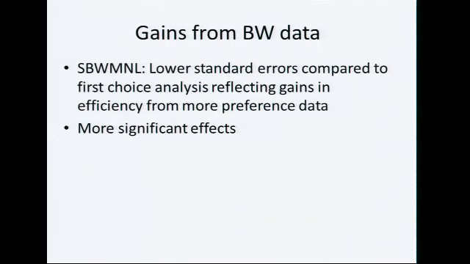Okay, so the gains from using all this extra data from our best worst task: we have these lower standard errors compared to our first choice analysis, and that's reflecting the gains that we're getting in efficiency, not surprising. But we also got more significant effects.